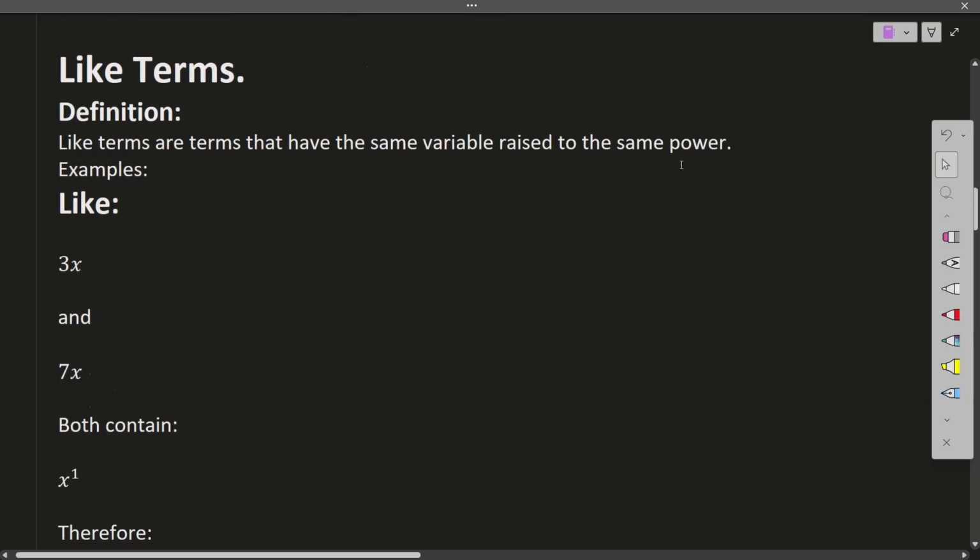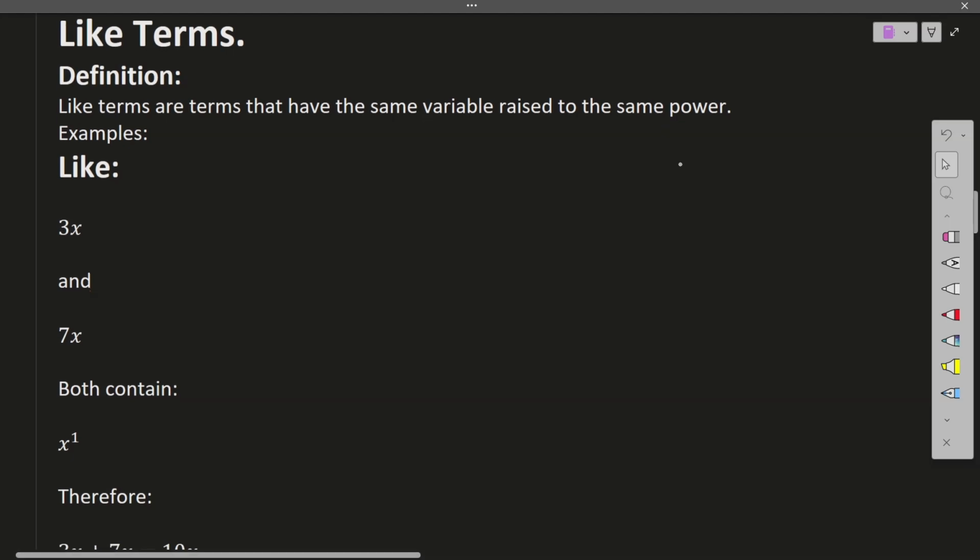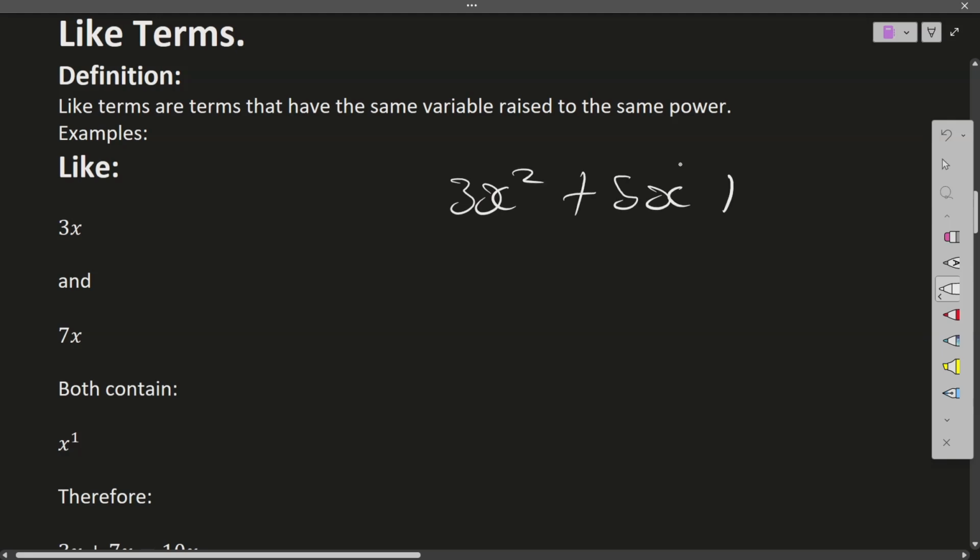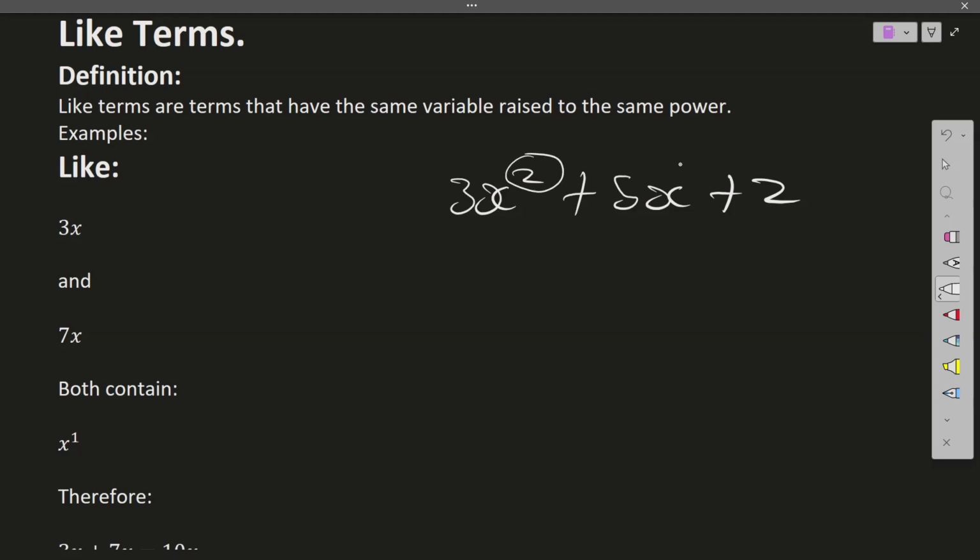So now what happens if we have like terms? So like terms are terms that have the same variable raised to the same power. Okay. So let's go back to the example I made, 3x plus 5x plus 2. In this example, I said, if now we have a square, but this one is raised to the power of 1, there is an invisible 1 over here. It is always raised to the power of 1 when it is not shown. Okay.